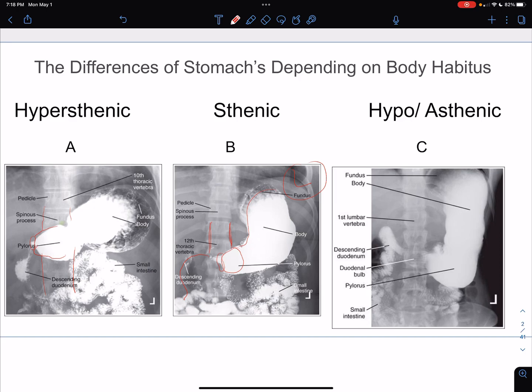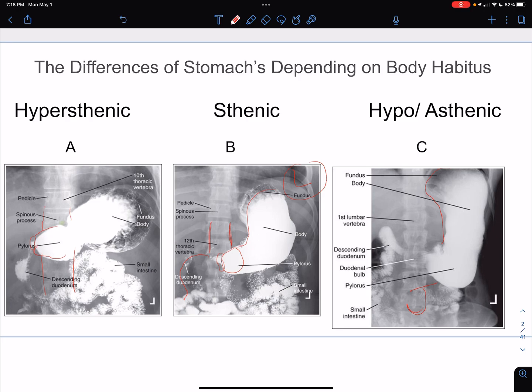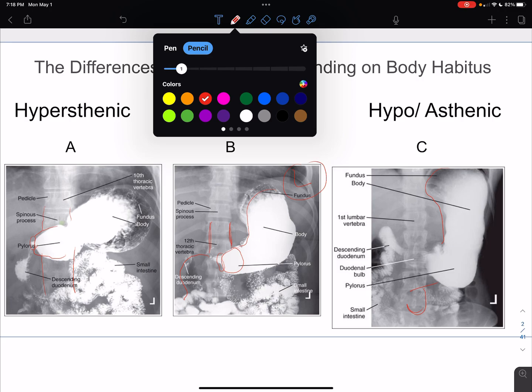Then on our hyposthenic and asthenic patient, what we have is the J-shaped stomach, the J shape. And on this particular patient, sorry, getting text messages there. Now I've got to figure out how to stop that. And I can't pause on this recording, or I would, and I would go change that. But using the iPad so that I can draw, I'm not able to stop it.